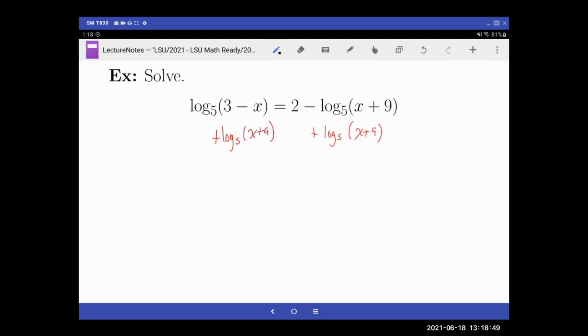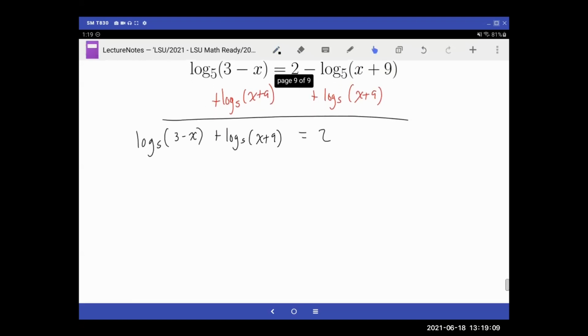And it's good to remember our logarithm rules, right? Our properties. Because if you add together two logarithms with the same base, you can write them together as one logarithm, where the interior are multiplied together. Okay, I'm adding two logarithms together, so I can write it as one log with 3 minus x times x plus 9 inside.